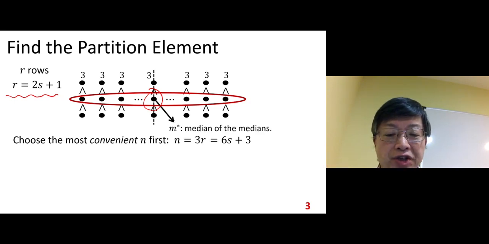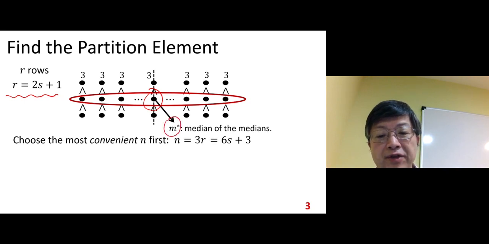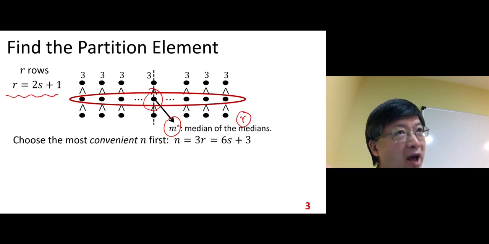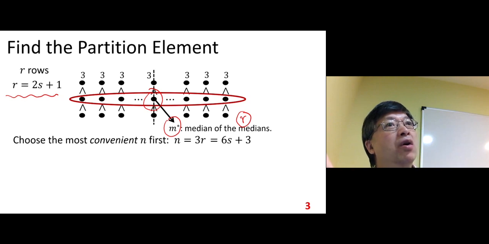Now we use this notation: M star represents the median of the r medians. So there are r medians, and the median of the medians is M star. Remember, the median problem is another selection problem, so we can call the recurrence function in this step to find this median. Call the function recursively.